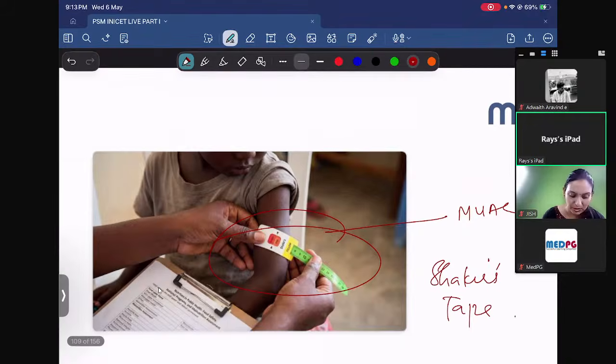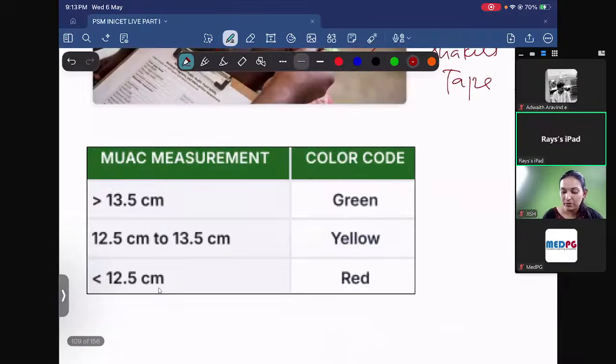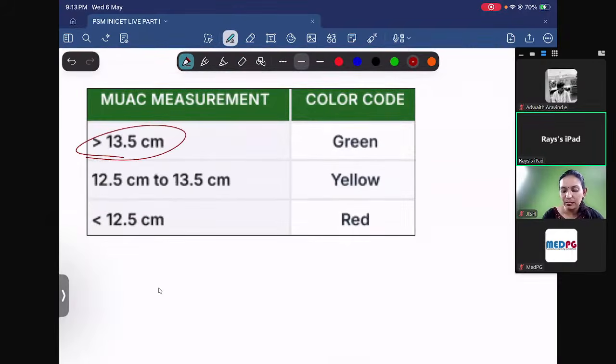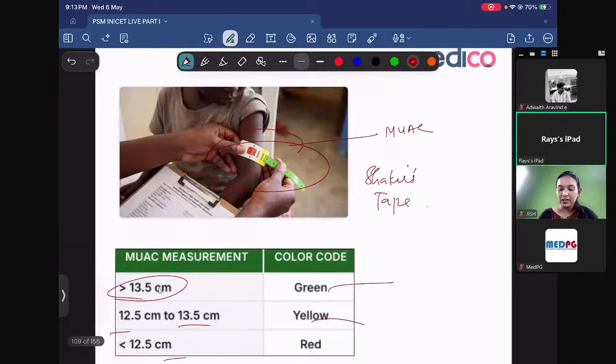Can be an image-based question, and based on the color coding, if the child is having more than 13.5 centimeter, color code is green. He is fine. 12.5 to 13.5 yellow, and less than 12.5 the child is malnourished, severe malnutrition, and the color code becomes red.